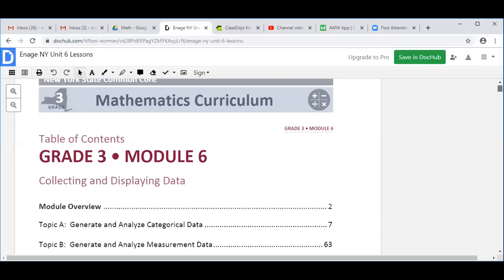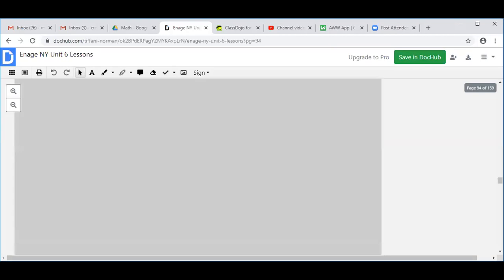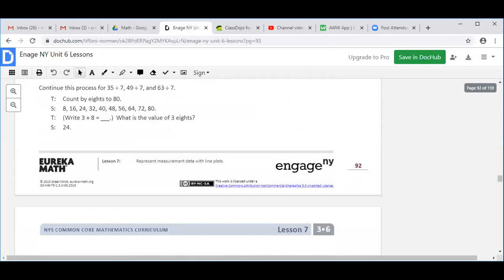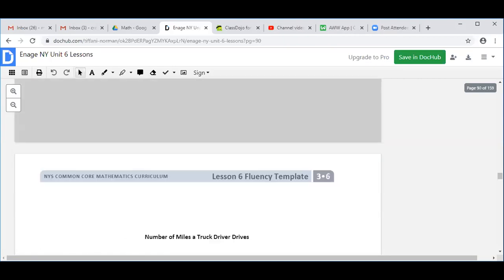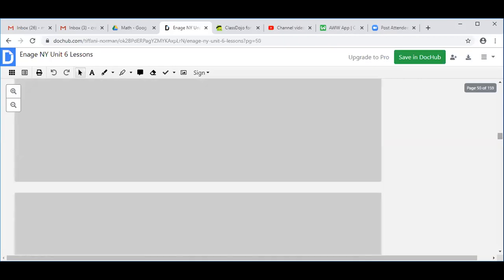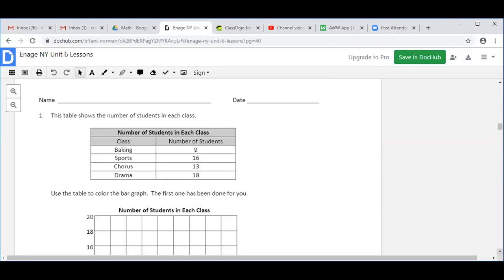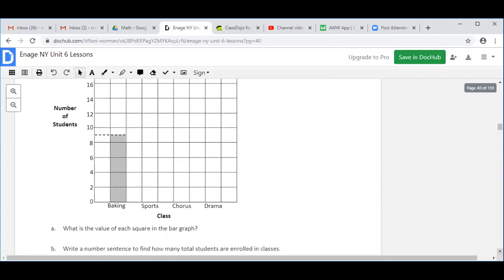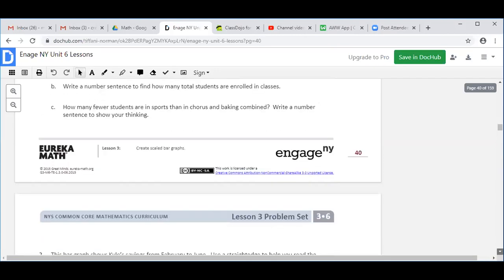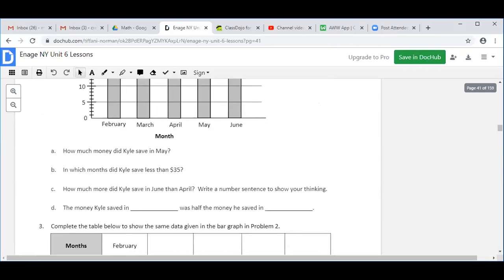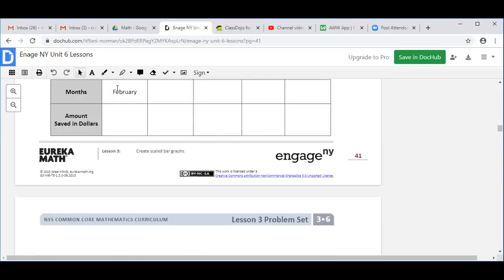All right, so we were on page 41. Hold tight, this is a large document. That is why in Schoology I stated to only look at pages 40 through 46. So we've already done that problem with the number of students in each class and the bars with that, and we've done Kyle.